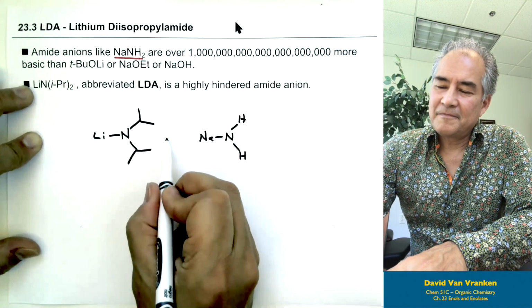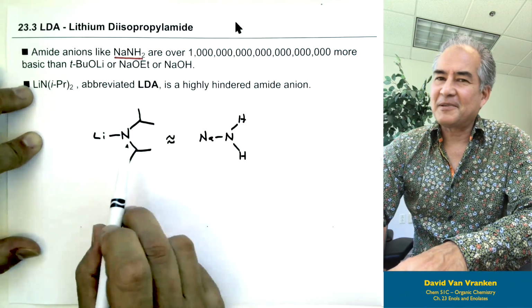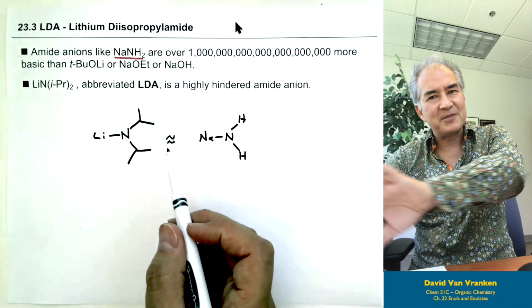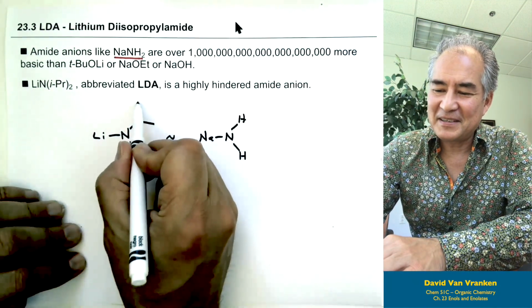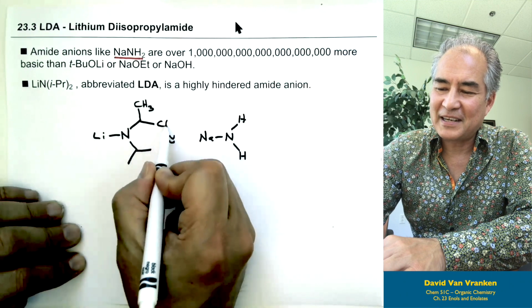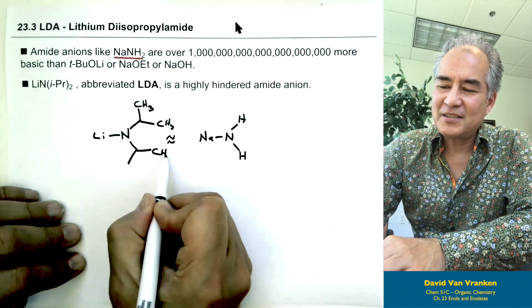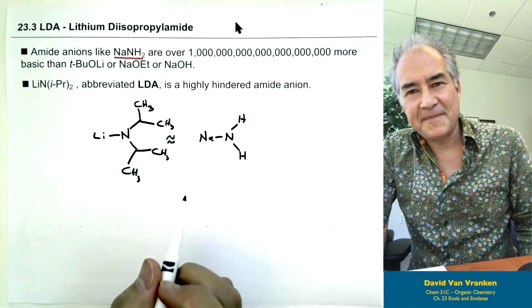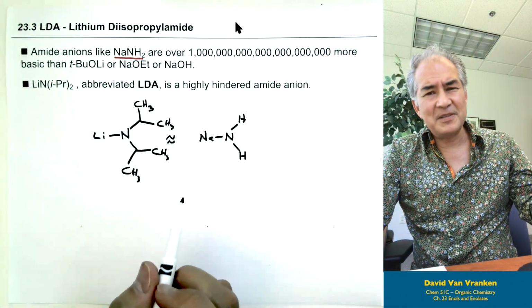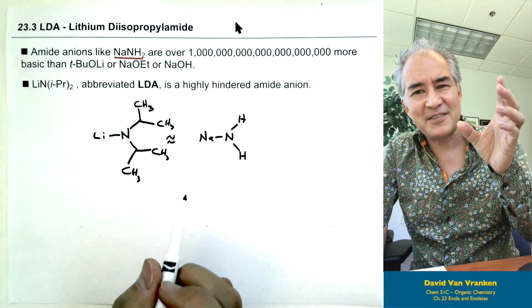Well, there are some pretty substantial differences related to lithium versus sodium. Let's just set those aside right now. I want to focus on the obvious difference, and the obvious difference is that these isopropyl groups are sterically encumbered. They have just the right amount of sterics. They're really bulky, but not so bulky that you can't use the base effectively.